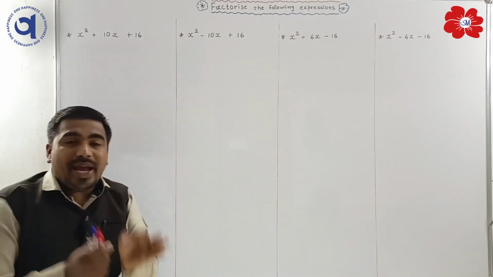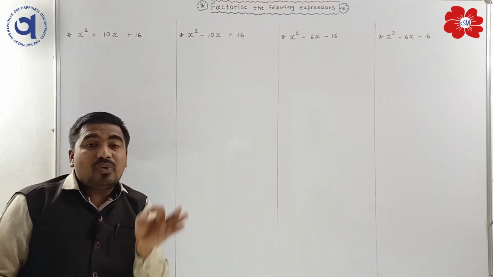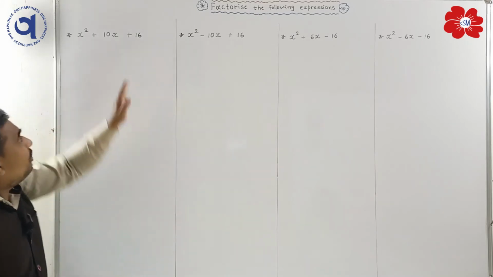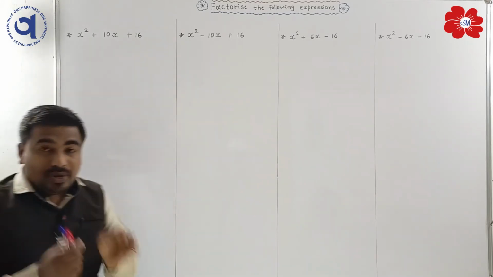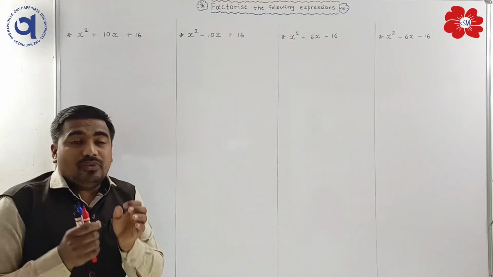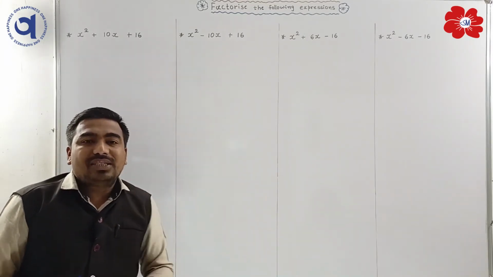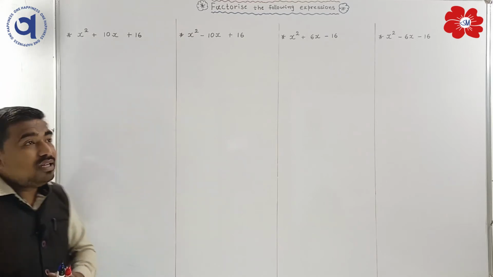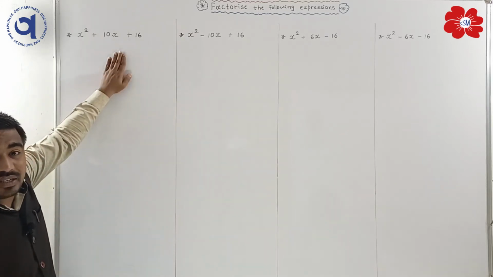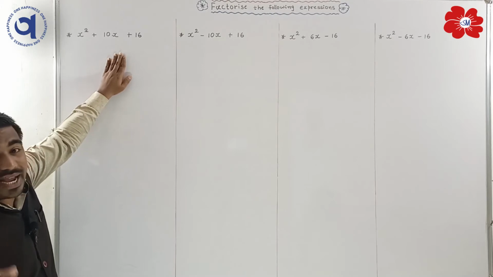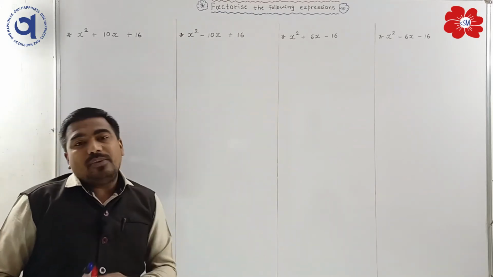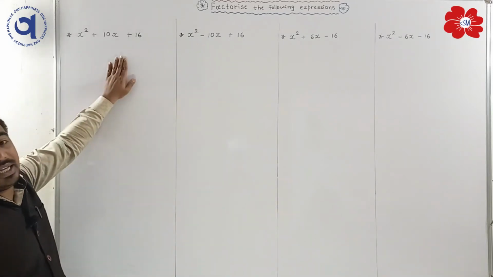we have to add these factors, and we will get the middle term. Whenever the last sign is plus, we add the factors and we get the middle term. So it is very important for this factorization.